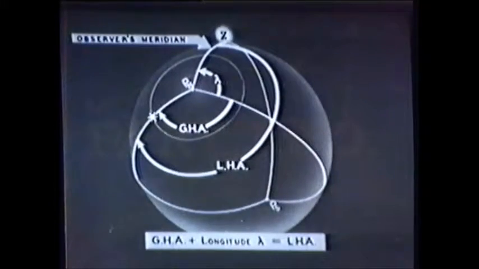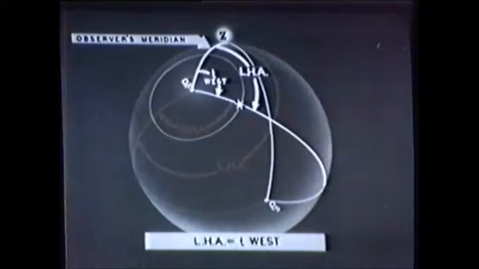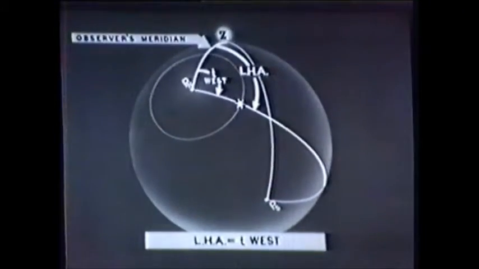When in east longitude, we add the longitude to obtain the meridian angle. Know that it is the same. If the LHA is 180 degrees, the angle is 360 minus LHA, and it is therefore east.